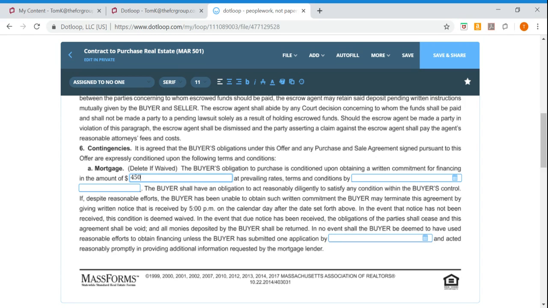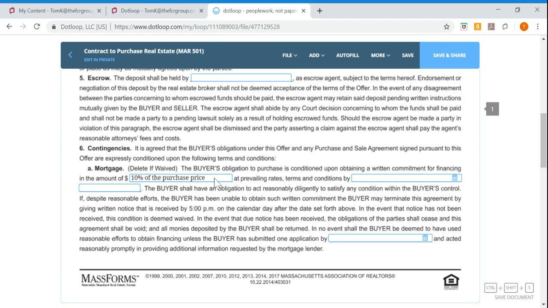So you'd put that in here like that, or you can specify 10% of the purchase price, so you don't actually have to get into calculating what the exact mortgage amount is going to be. This is a little bit of an easier way to do it. That way you don't screw up on calculating on the math side.